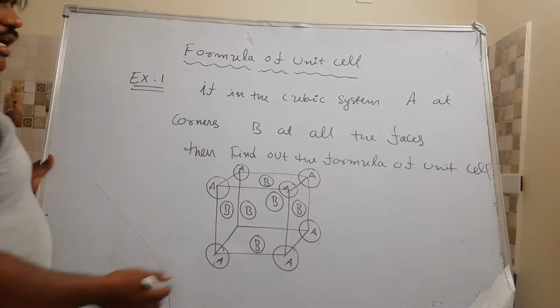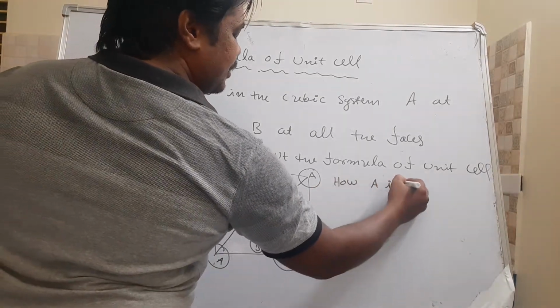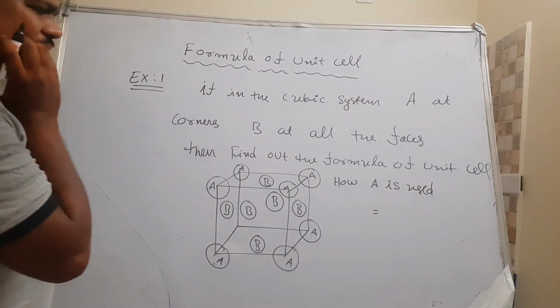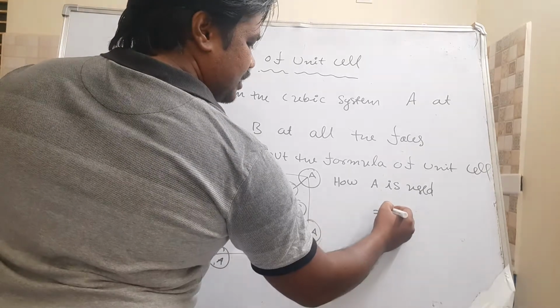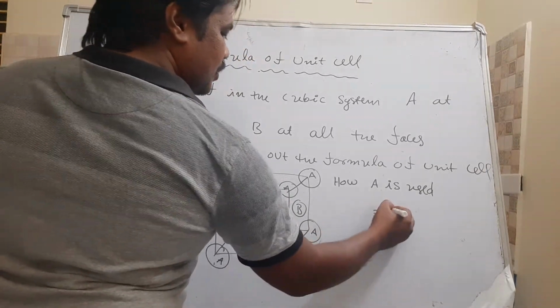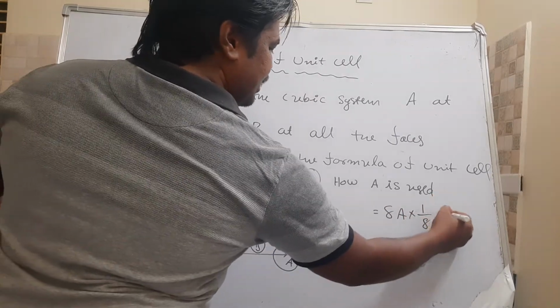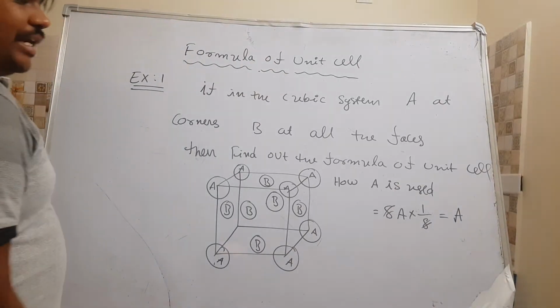It is easy. How is A used? At each and every corner A is there. So how many corners are there? 8 corners. So 8A, and each contribution is 1 by 8. So A is used as A.